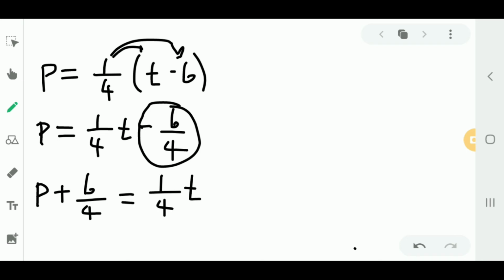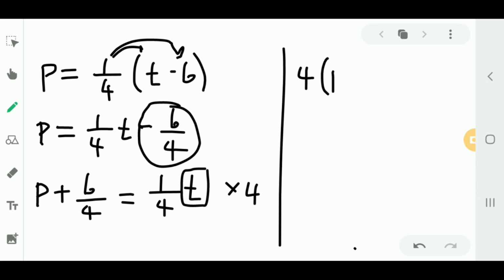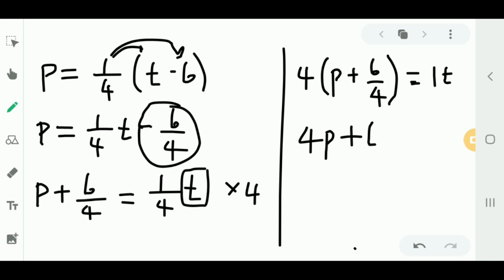So now because we want to make T by itself, that means we're multiplying both sides by 4. So we have 4 times P plus 6 over 4 is equal to 1T, which is the same thing as saying T. Now we expand the bracket if we want to, so we could have 4P plus 6 is equal to T for your final answer.